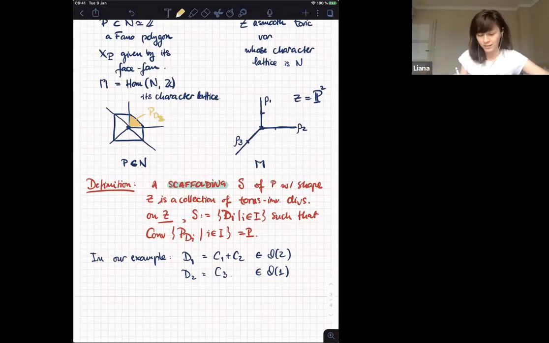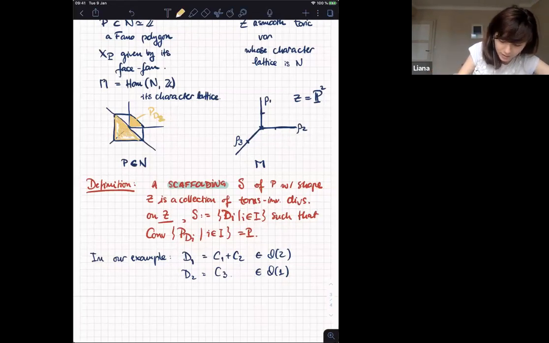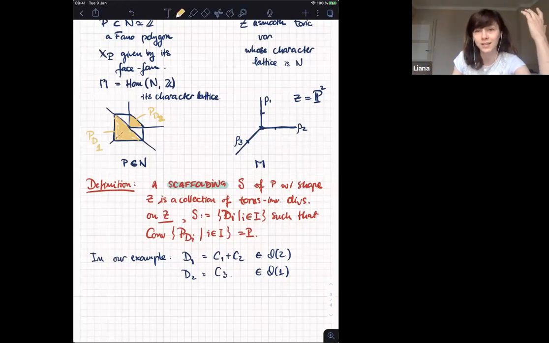And you can see it is in O of 1 because it has size 1. It's a basic simplex of size 1. And this is, great drawing skills, this is PD1, okay? The polytope associated to that one. And you can actually check that this is the scaffolding.